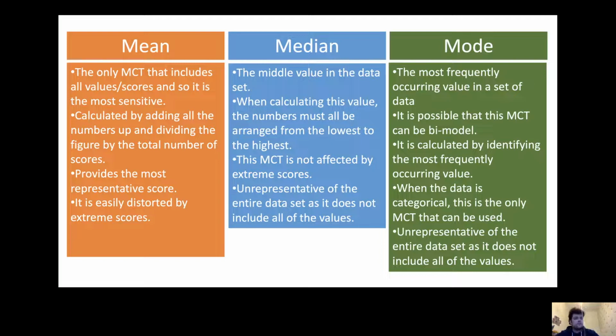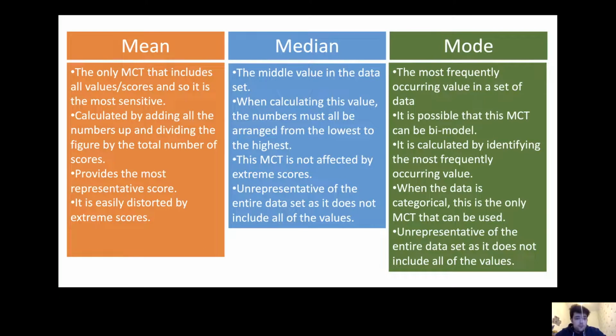So if you've got, imagine a table with scores saying how many people got 1 on a test, how many people got 2 on a test, how many people got 3 on a test, how many people got 4 on a test, etc. The modal score would be the score that most people get. So if most people score 6 out of 10, that would be your mode.